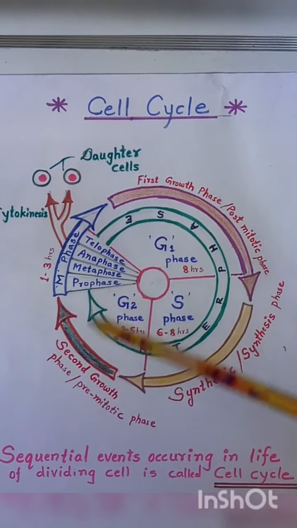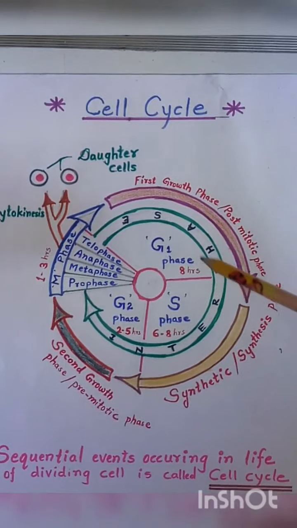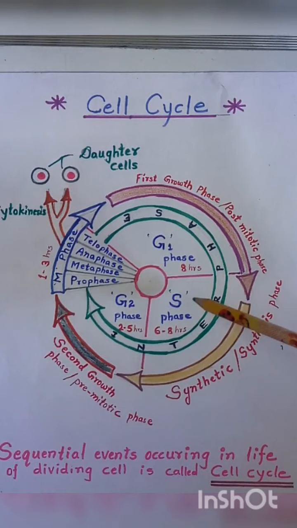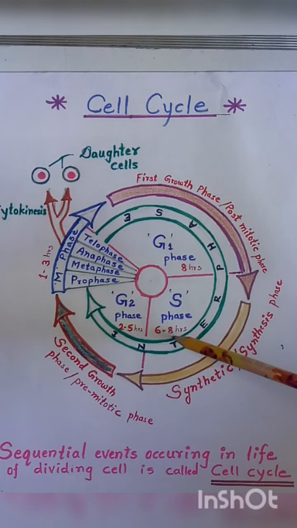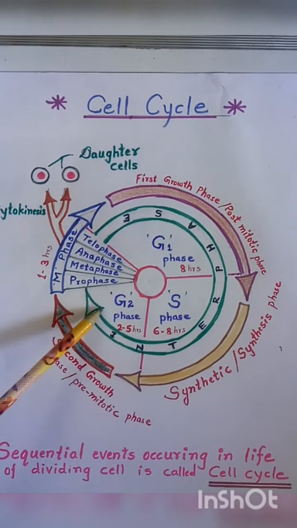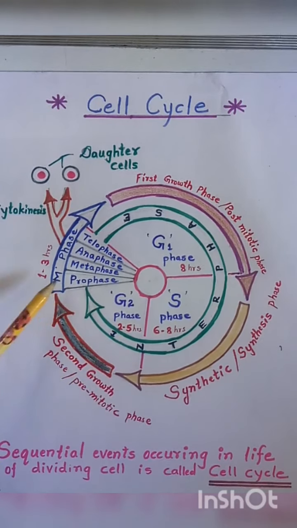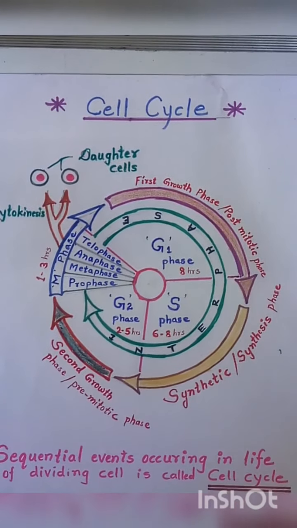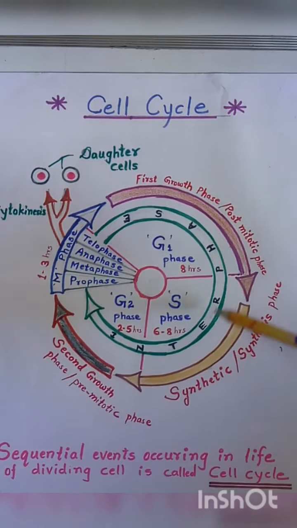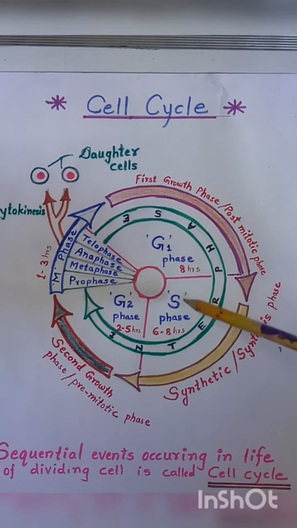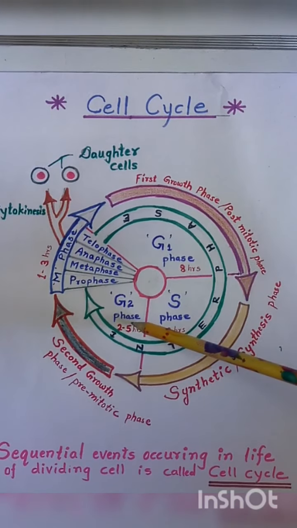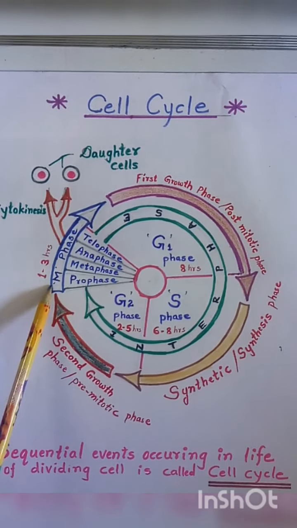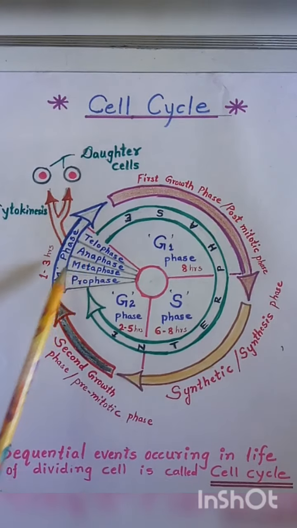Now the time taken for each phase differs. For G1 phase, it is 8 hours or more than that. For S phase, it is 6 to 8 hours. For G2 phase, it is 2 to 5 hours. And for M phase, it is 1 to 3 hours. So this is interphase, and these are the sub-stages of interphase. Now after interphase comes M phase, which is again subdivided into these phases.